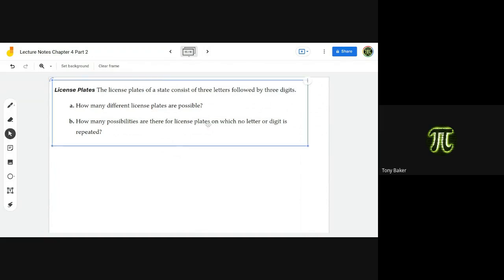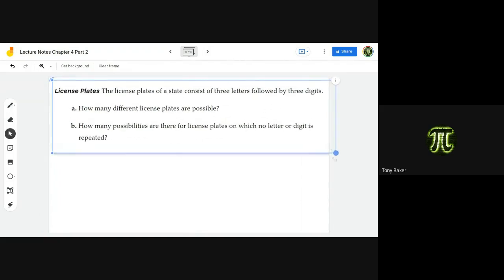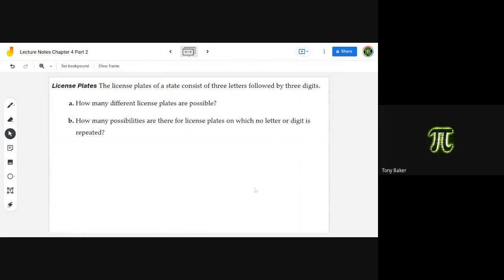All right, let's look at this. This goes along with what we were just talking about. So, state license plate. This is actually the way it used to be in Connecticut. It is now 2 letters and 4 numbers. Is it 4 numbers or 5 numbers? 4 numbers?